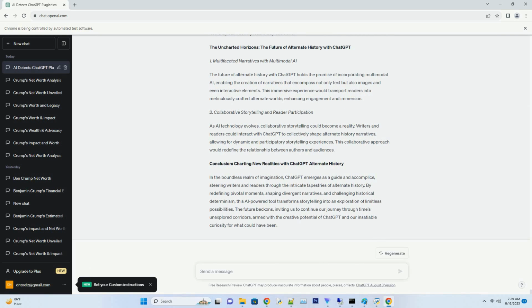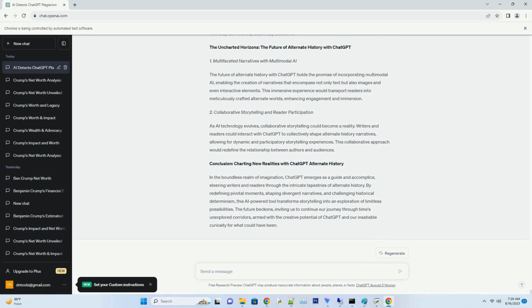2. Challenging preconceptions. Alternate history challenges readers to question preconceived notions and challenge historical determinism. By presenting narratives where the outcomes are vastly different, ChatGPT enables writers to engage audiences in thought-provoking conversations about the complexities of causality and the unpredictable nature of human decisions.